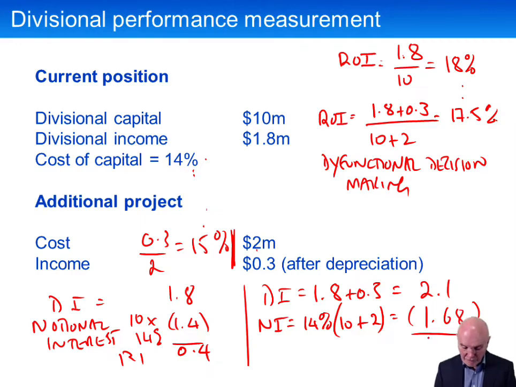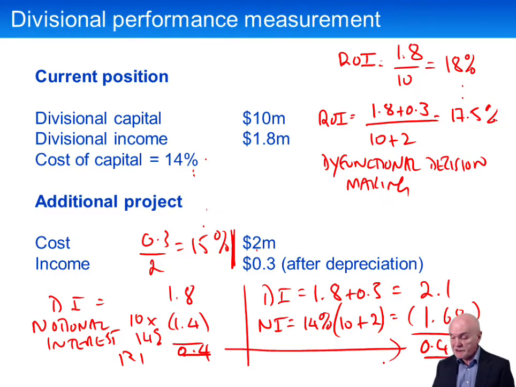And we're going to end up at 0.42. So here what has happened, we started with a residual income of 0.4. By taking on this project, we go to 0.42. This will make this manager look better. The higher the residual income, the better. The more you are left with after you had to pay your finance costs.